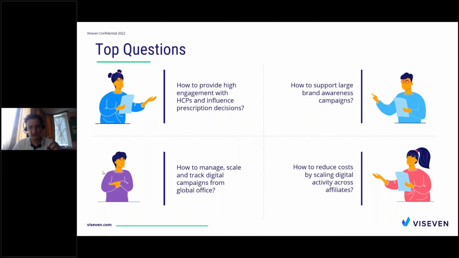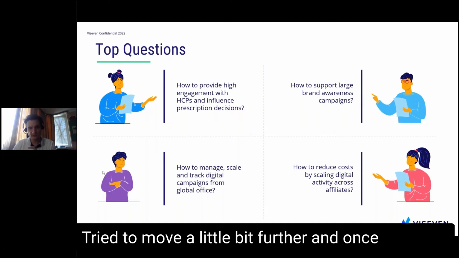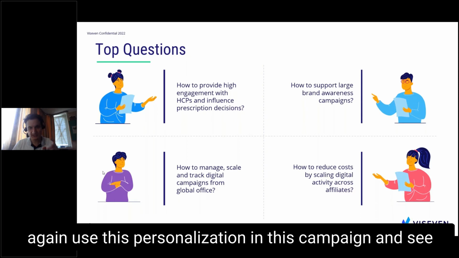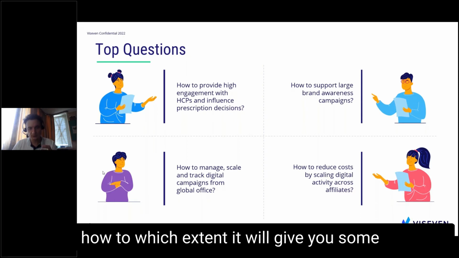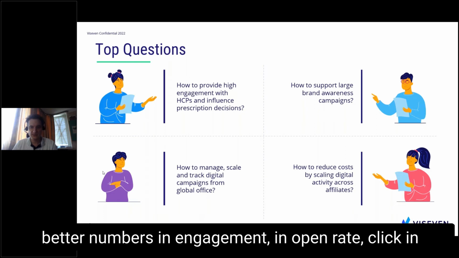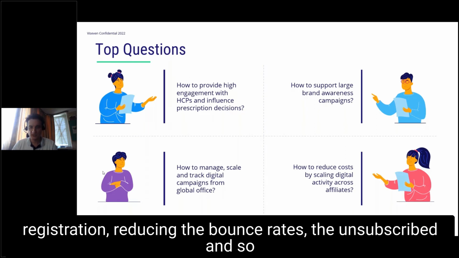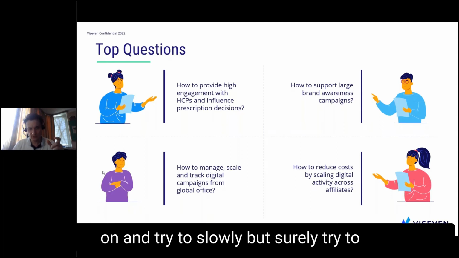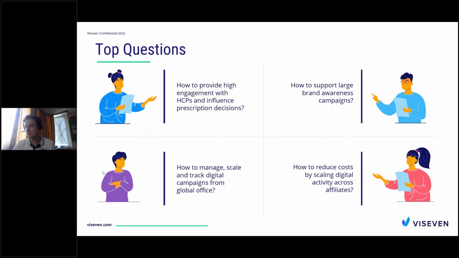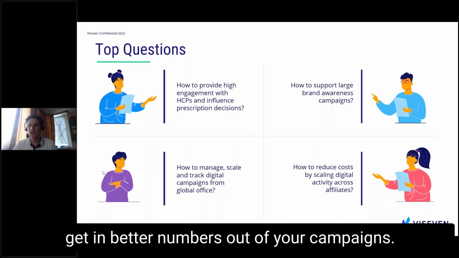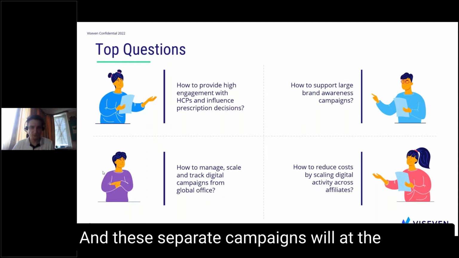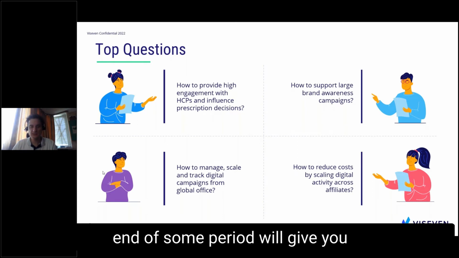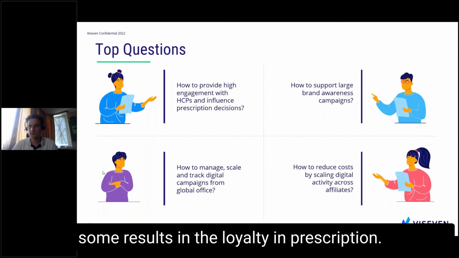And within this campaign, try to move a little bit further. Once again, use personalization in this campaign and see to which extent it will give you better numbers in engagement, open rates, clicks, registration, reducing bounce rates, subscriptions and so on, and try slowly but surely to get better numbers out of your campaigns. And these separate campaigns will, at the end of some period, give you some results in loyalty and prescription.